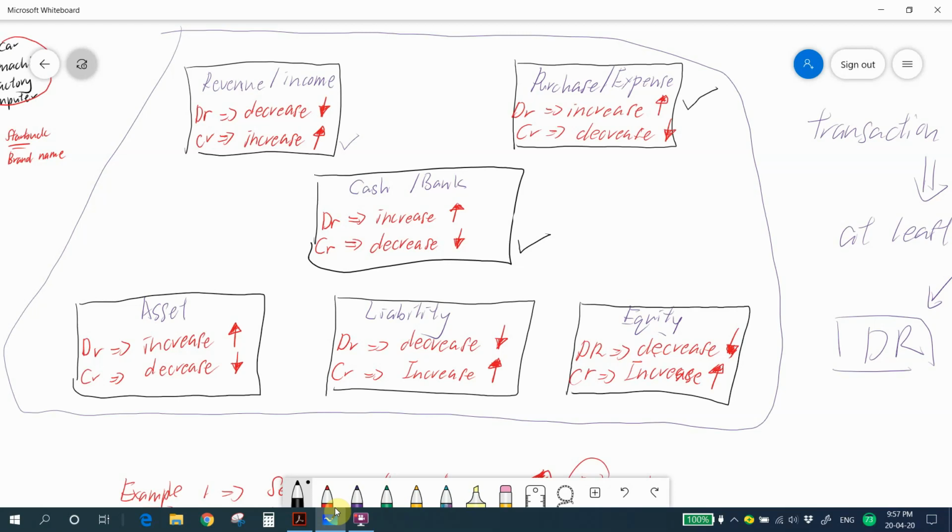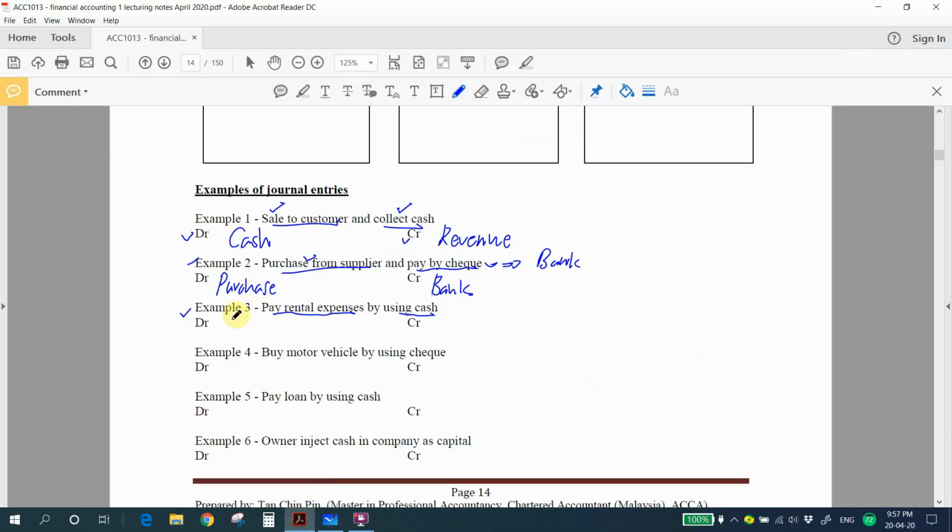On the other hand, you pay cash to your landlord for the rental, and will your cash balances become more or less after you make the payment? The answer is less, decrease. So we credit the cash account. Answer: we debit the expenses and we credit cash.